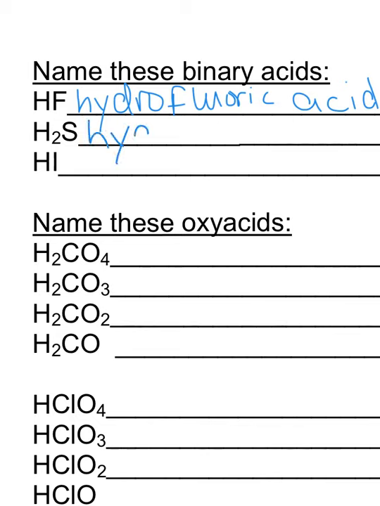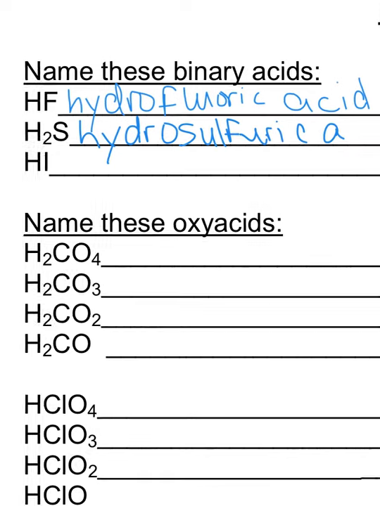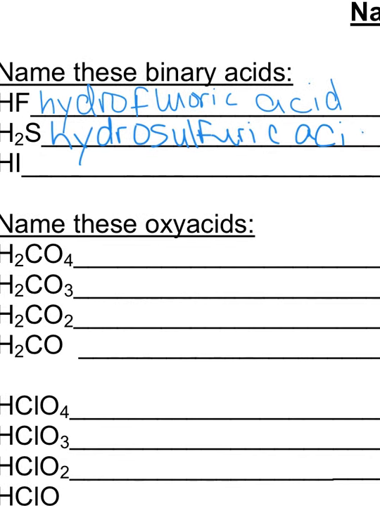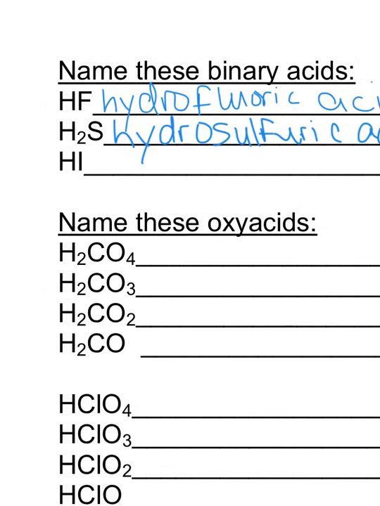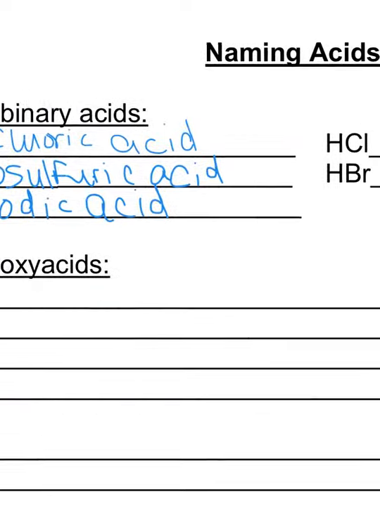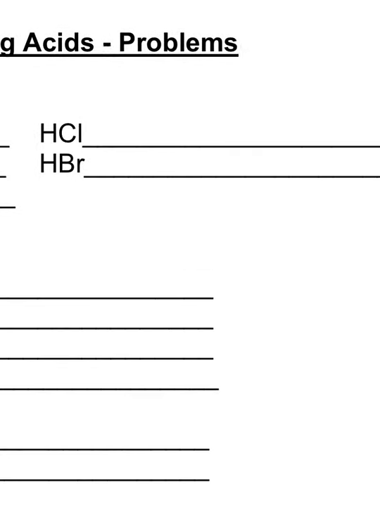Okay? Hydrofluoric acid. This one will be the same thing. They all start with hydro. That's sulfur. Sulfuric acid. Okay, these binary acids are very, very simple to name. That's all there is to it, no tricks. Hydro, that's iodine. Iodic acid, very easy.